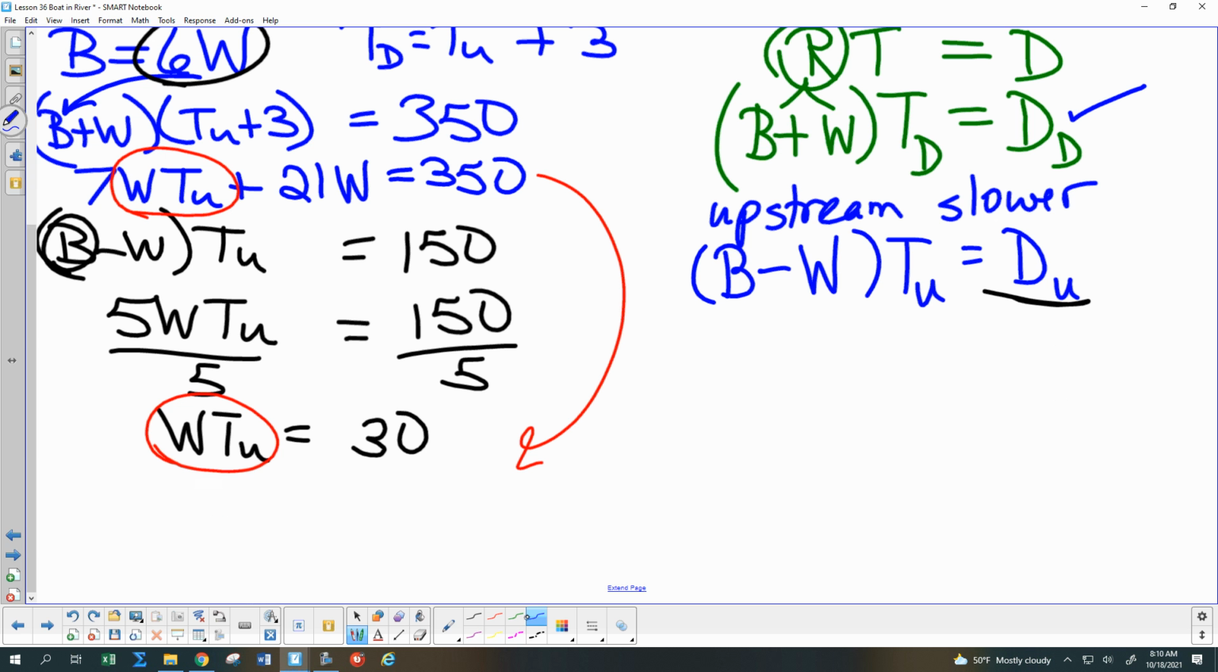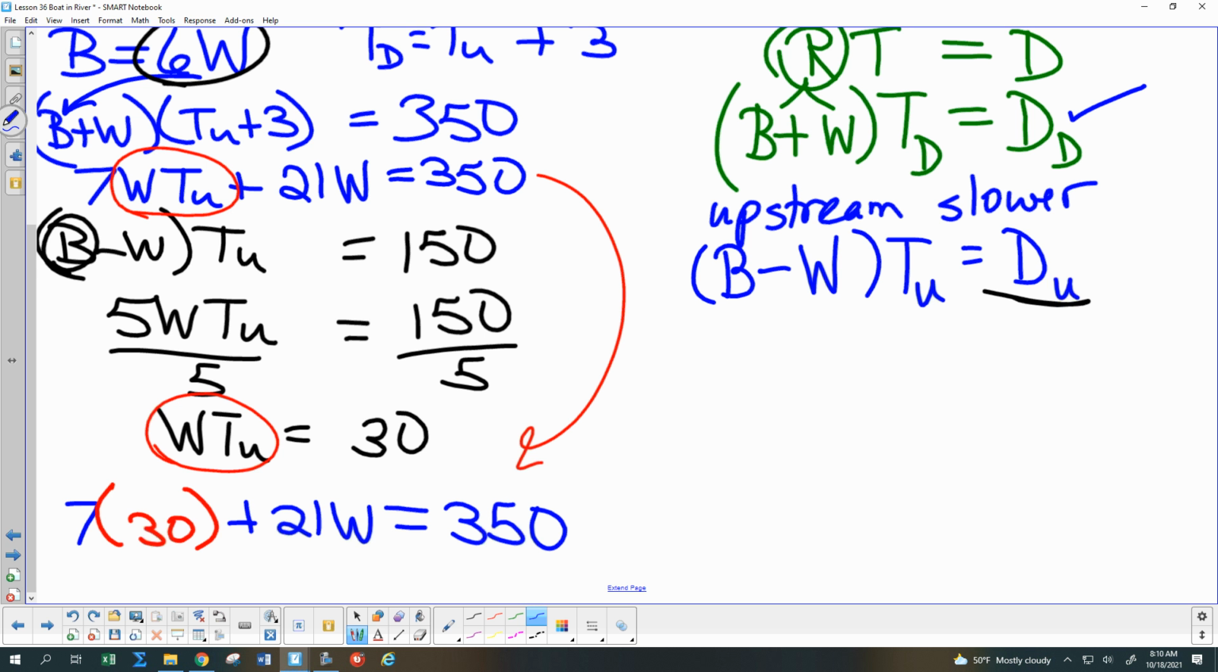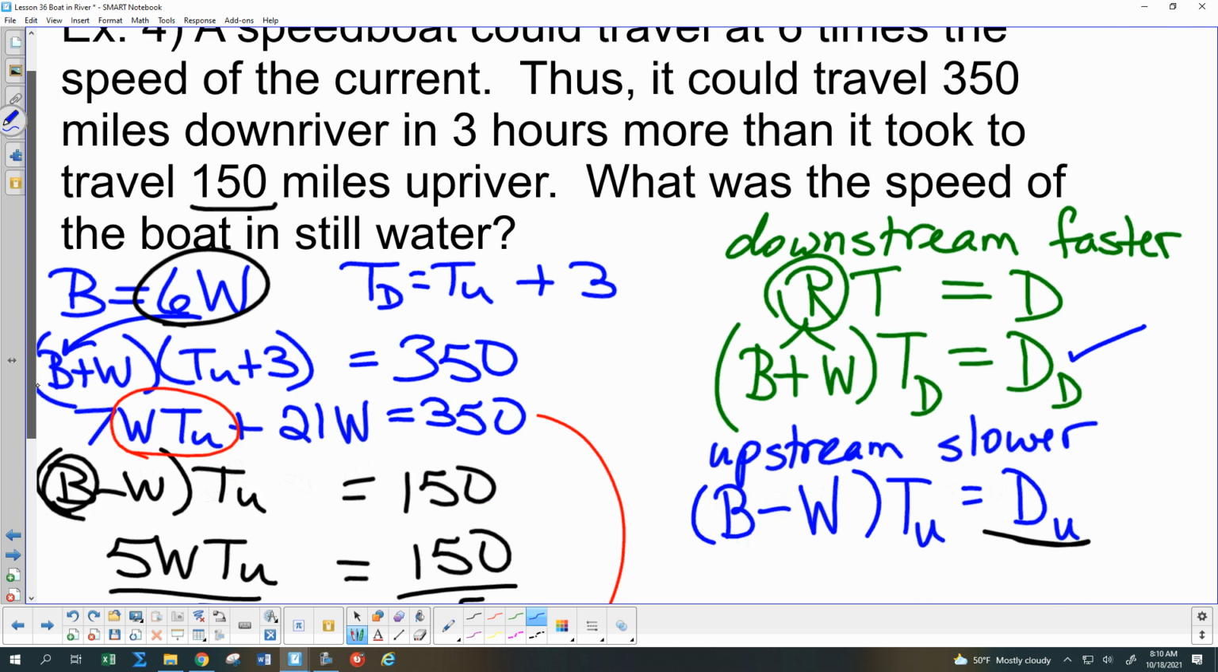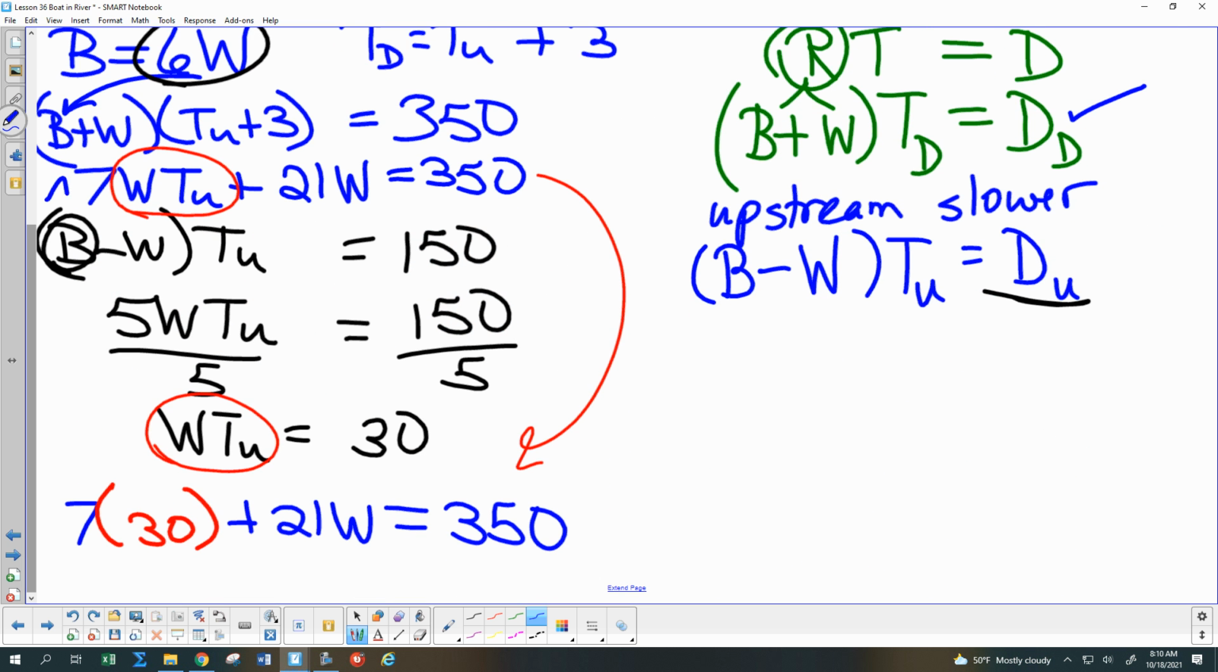So that means that I have 7 times the 30 plus 21W equals 350. Go ahead and finish solving that from there. Yes, for those who were thinking about it, I could have taken this one right here and divided everything by 7 before I went on and did the substitution. That's also okay, because 7, 21 and 350 are all multiples of 7. So I could have done the same kind of thing I did by dividing by 5 here. Who has W for us?